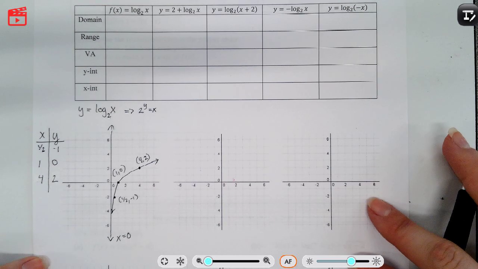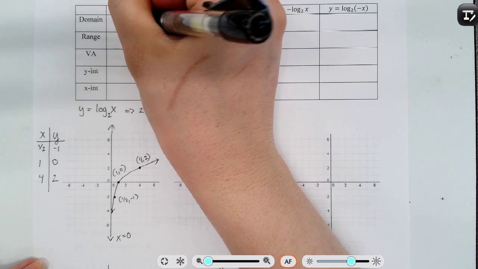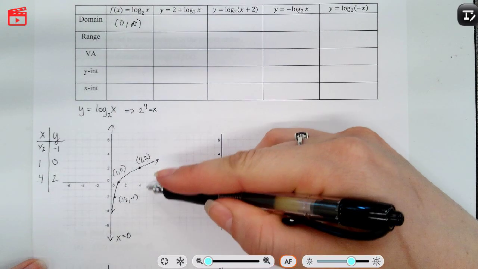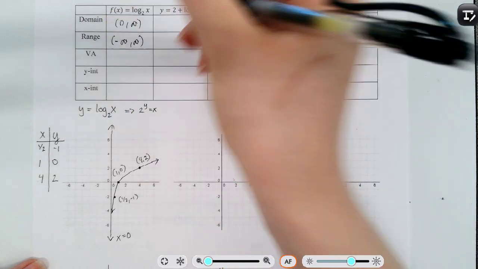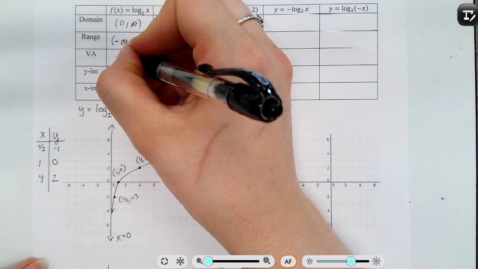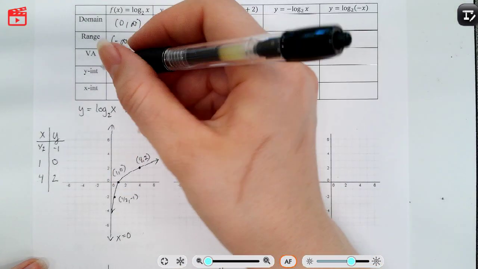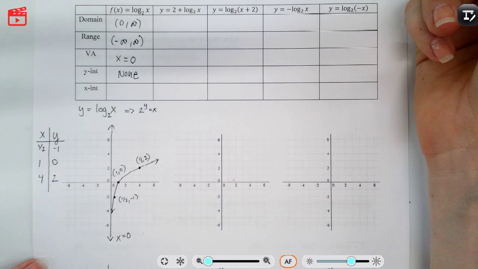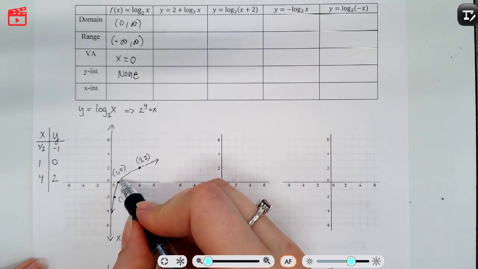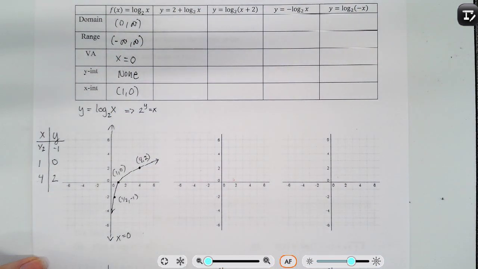All right, so the domain of this function is going to be 0 to infinity. My range is going to be negative infinity to positive infinity. Vertical asymptote, well, we said it was x equal to 0. Any y-intercepts? No, because we have that vertical asymptote at x equals 0, so none. How about x-intercepts? Yep, we got that one right there, (1, 0).